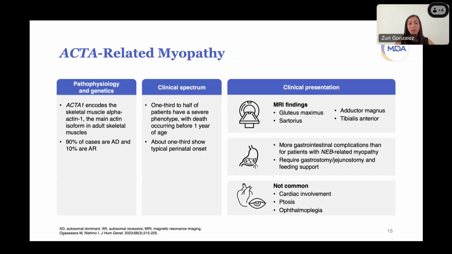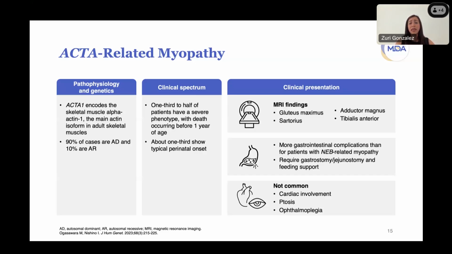difference is that patients with ACTA1-related myopathy are going to have more gastrointestinal complications, and they will require a gastrostomy, a jejunostomy, or some type of feeding support. Typically, they don't have cardiac involvement, and they would not have either ptosis or ophthalmoplegia. Up to a third of the patients will have a severe phenotype, and unfortunately will pass before turning 1 year of age. And the other third of the patients will typically start around the prenatal time.